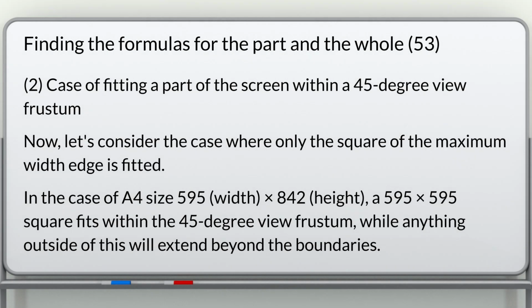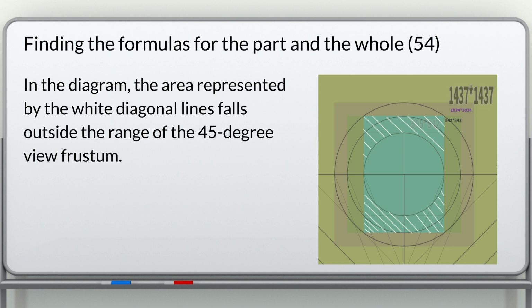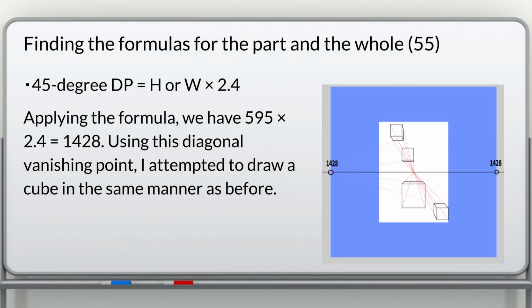Next, we will look at the case of fitting a part of the screen within a 45-degree view frustum. Now, let's consider the case where only the square of the maximum width edge is fitted. In the case of A4 size 595 x 842, a 595 x 595 square fits within the 45-degree view frustum, while anything outside of this will extend beyond the boundaries. In the diagram, the area represented by the white diagonal lines falls outside the range of the 45-degree view frustum. 45-degree dp equals h or w times 2.4. Applying the formula, we have 595 times 2.4 equals 1428.